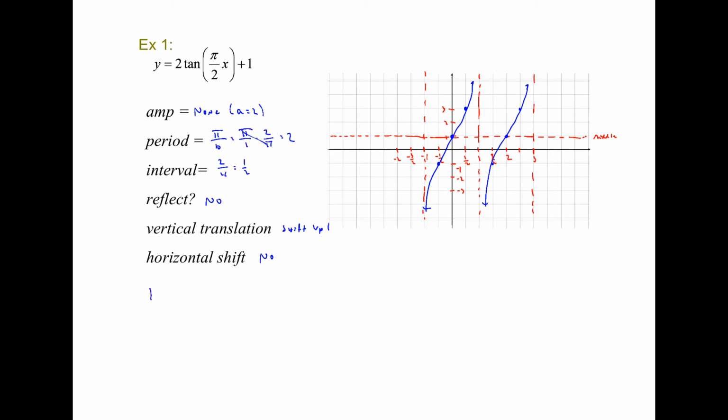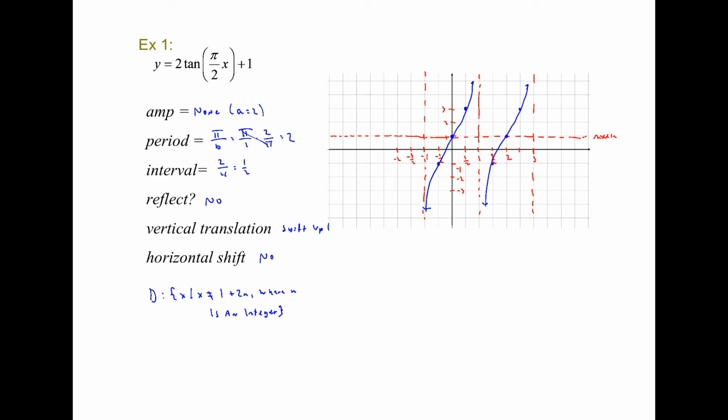Now let's also include or talk about the domain. So the domain is x such that x cannot equal, find that first vertical asymptote at 1, so x cannot equal 1 plus, the period is 2, so we'll say plus 2n, where n is an integer.